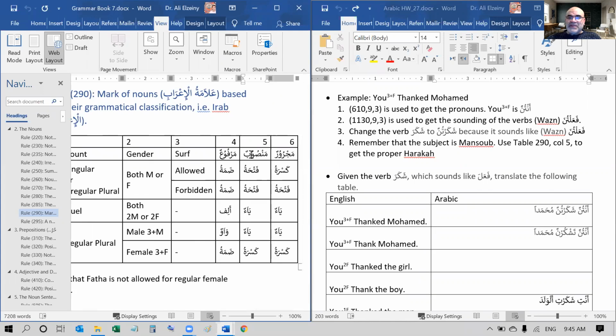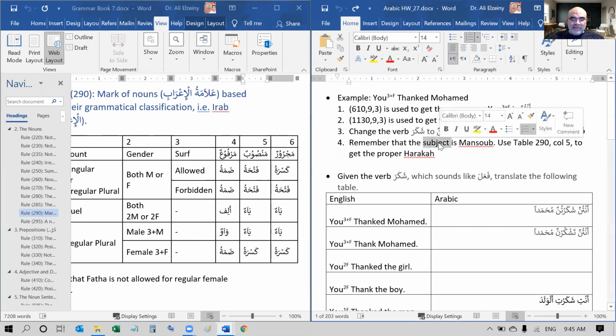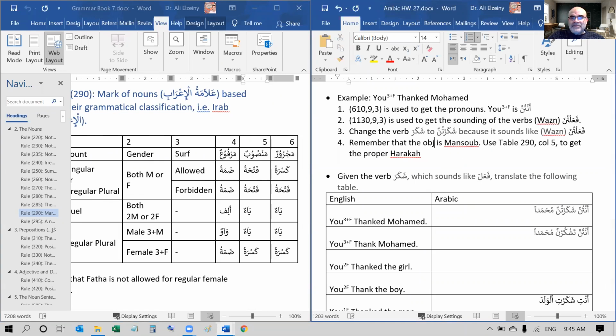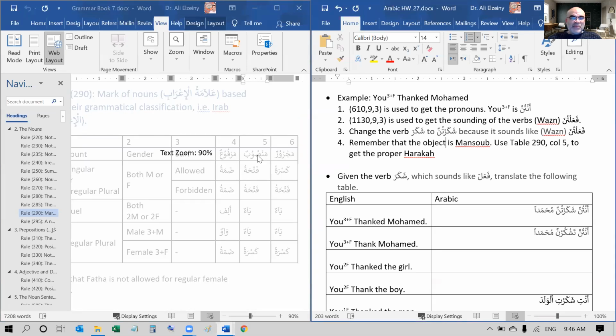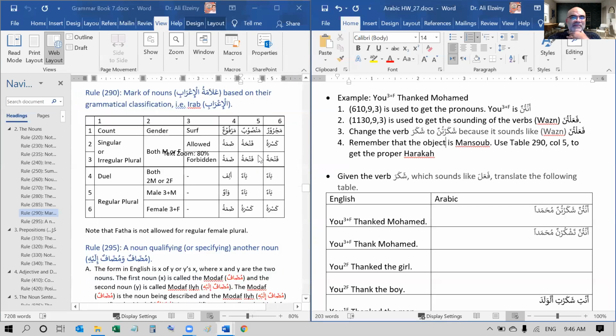The subject, not the subject, that's the object. The object is always mansub. So we use column 5, because column 5 is for mansub. Okay, column 5 is for mansub. Let's see, here we go. Column 5 is for mansub. Okay, so Muhammad, mansub is going to be Muhammadan.